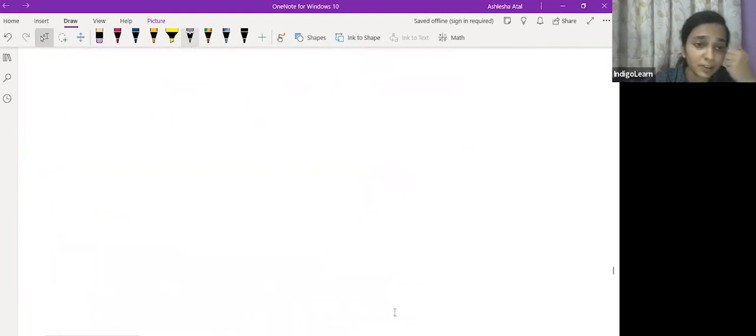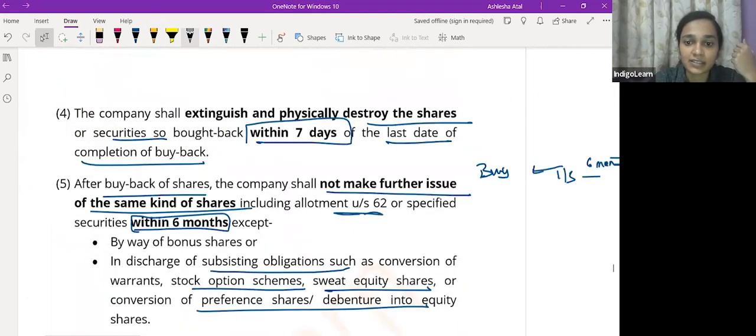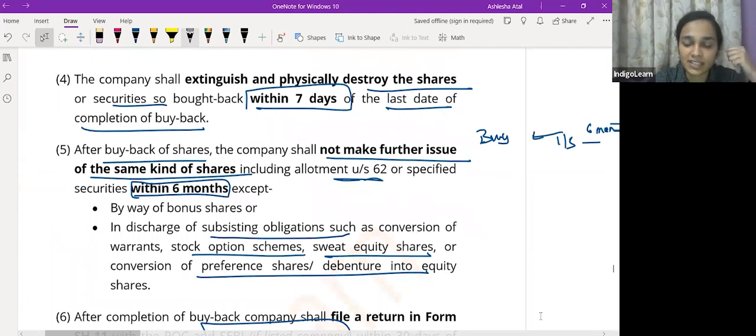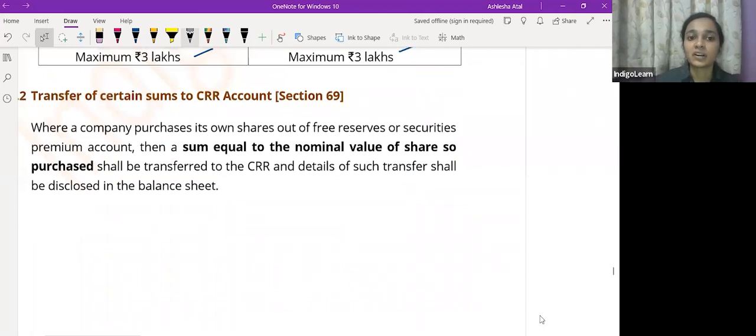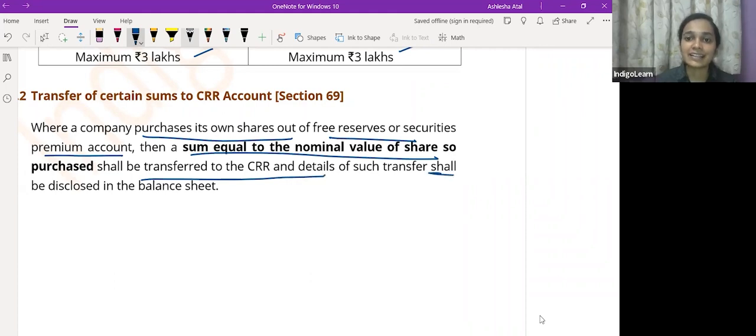And also in the event of buyback, again, CRR has to be created. That is Capital Redemption Reserve. Section 69 talks of Capital Redemption Reserve and says, where a company purchases its own shares out of free reserves or securities premium, then a sum equal to the nominal value of the shares shall be transferred to CRR, and details of such transfer shall be disclosed in the balance sheet.